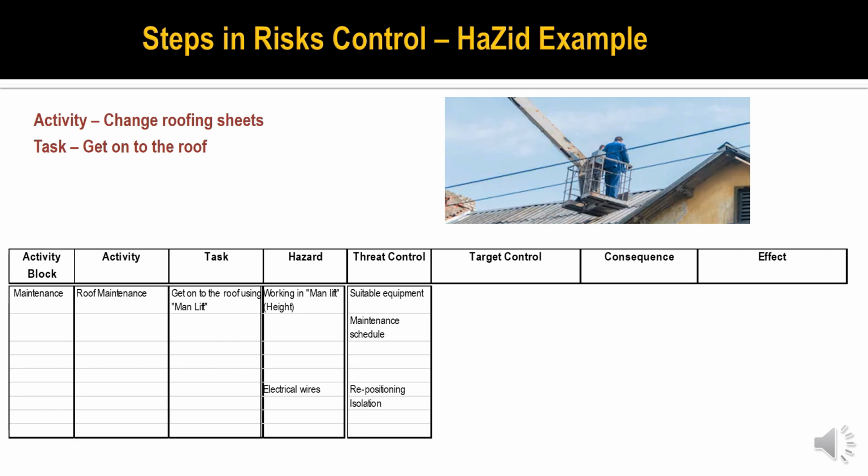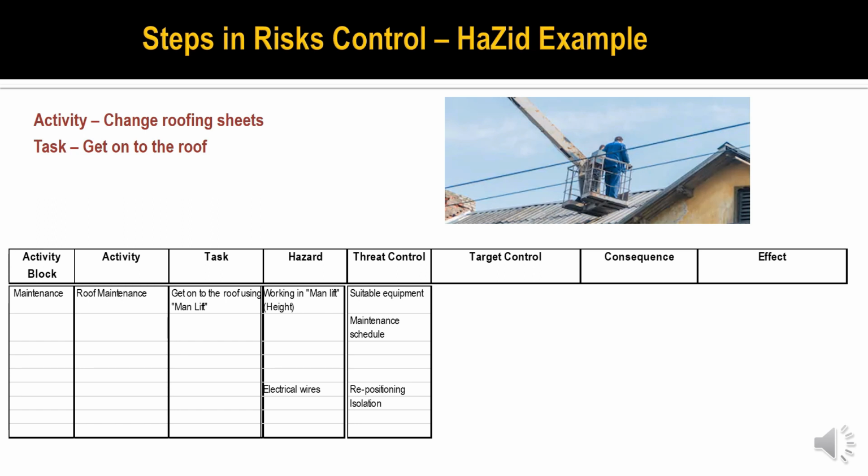If the equipment, as I mentioned earlier, is not in proper shape, it can release the hazard and you will crash. So how are you controlling the threat? Purchasing or having suitable equipment. And the second threat control measure is a maintenance schedule. You're supposed to maintain this equipment properly.